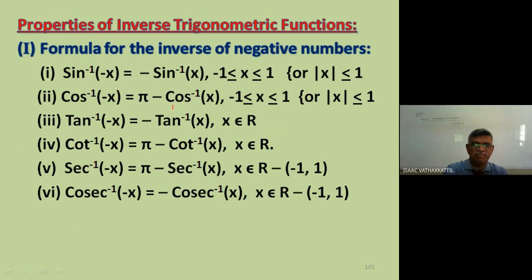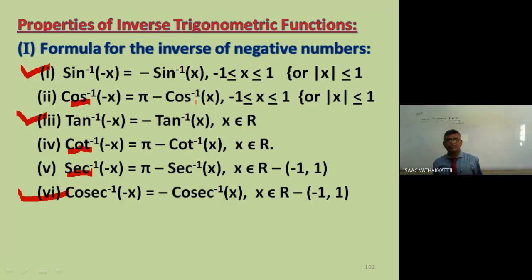Cos inverse minus x is pi minus cos inverse x. Tan inverse minus x is minus tan inverse x. Cot inverse minus x is pi minus cot inverse x. Sec inverse minus x is pi minus sec inverse x. Cosec inverse minus x is minus cosec inverse x. Wherein for sine inverse, tan inverse and cosec inverse, we have a direct minus, whereas for cos inverse, cot inverse and sec inverse, we have pi minus. This somehow you have to keep in mind.